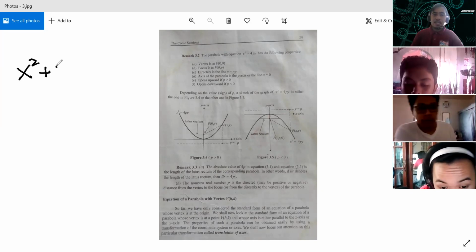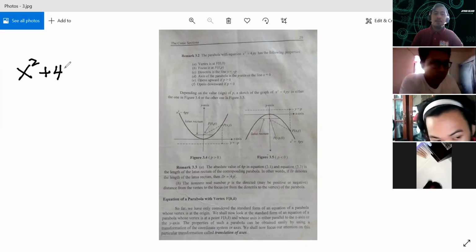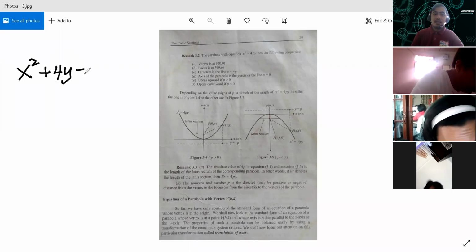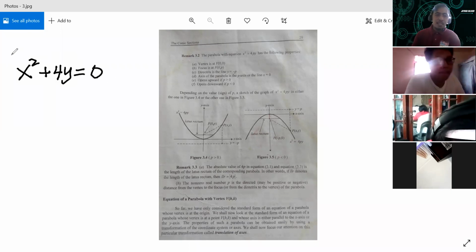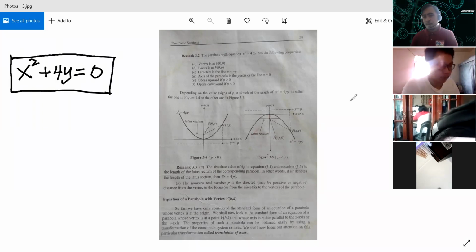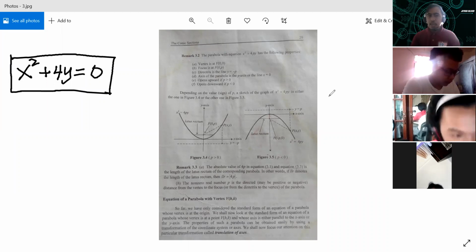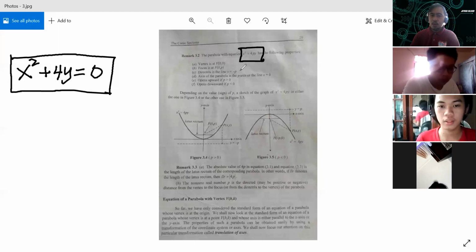Say 6, 4y equal to 0. If you are given this equation and you are asked to sketch the graph of that parabola, first you need to rewrite it in either this form or y squared equal to 4py.